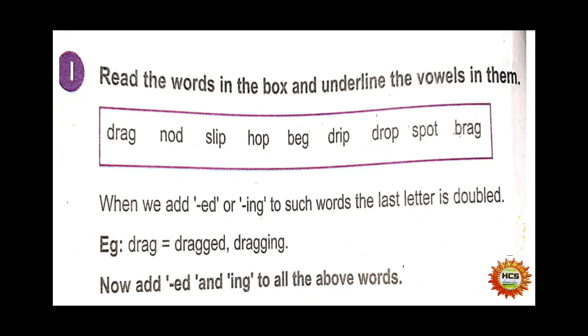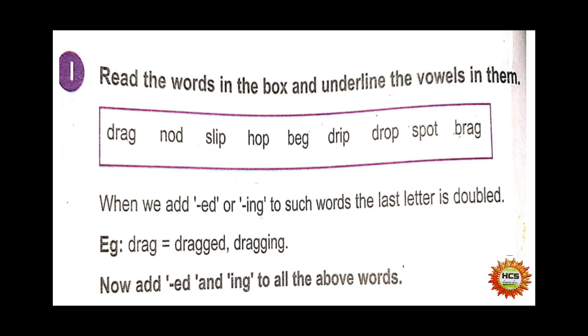In this box, what you have to do is read the words and then underline the vowels in them. Drag, nod, slip, hop, beg, grip, drop, spot, brag. Now, what happens when we add ed or ing to such words? The last letter is doubled. For example, if we are adding ed or ing, we have to double the last letter. For example, drag. If we add ed or ing, the last letter, that is G, will be doubled.